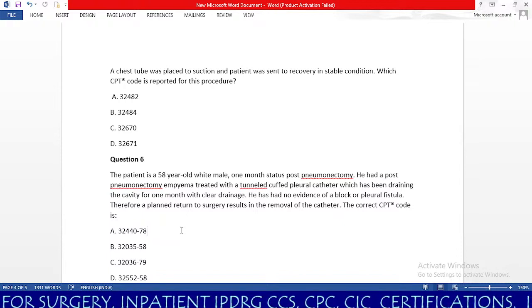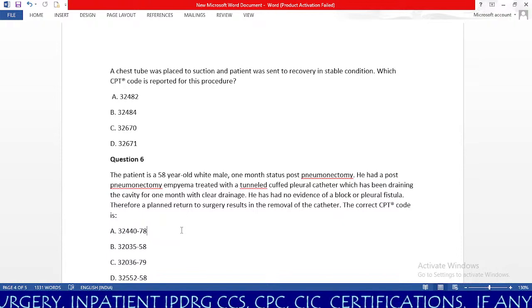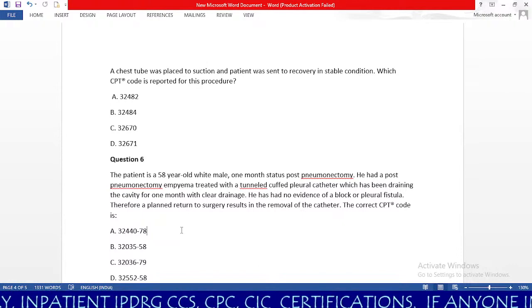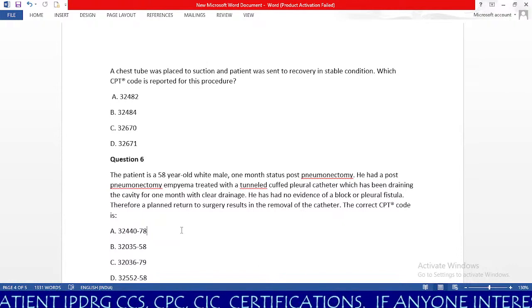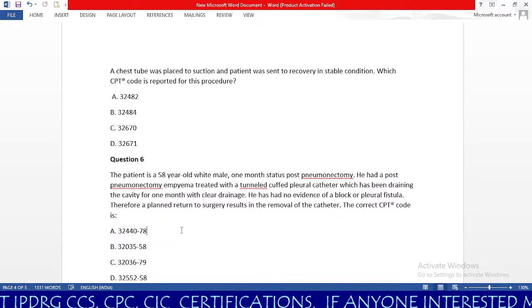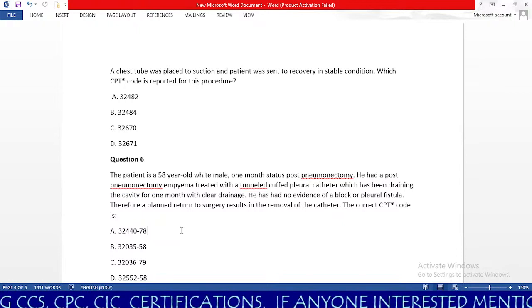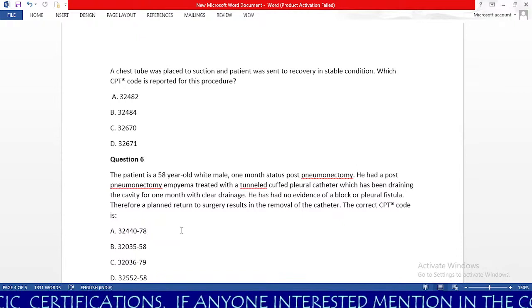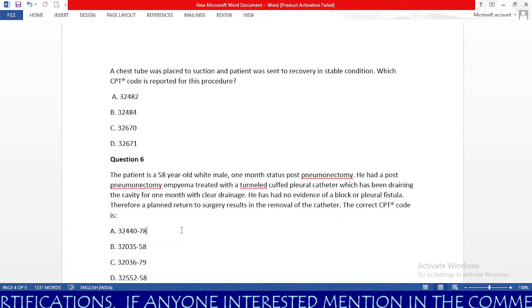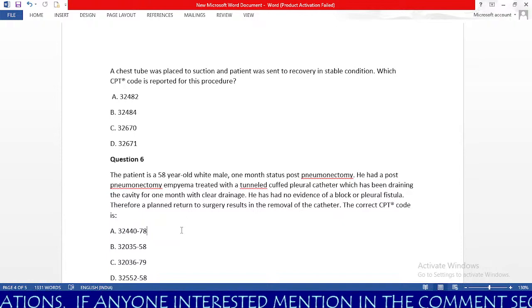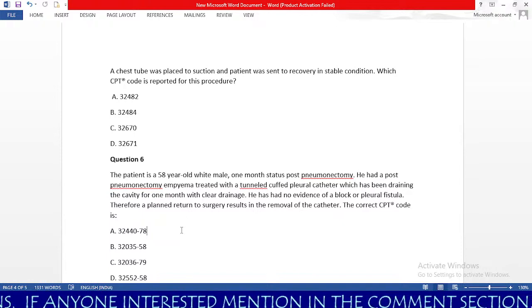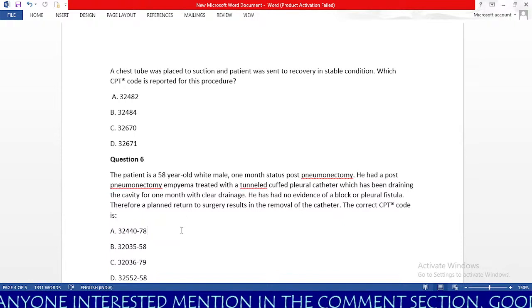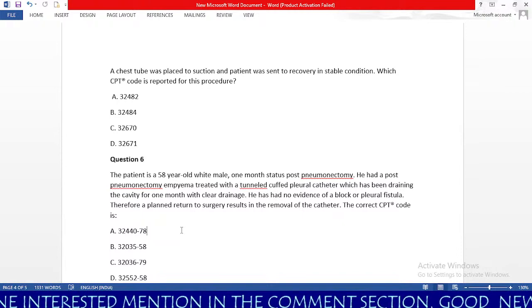What is 32035? Thoracostomy with rib resection for empyema. It is completely wrong. There is no thoracostomy here. So we will check 32552. 32552 is removal of indwelling tunneled pleural catheter with cuff. So based on our operative report, our answer is D here, 32552 with modifier 58.